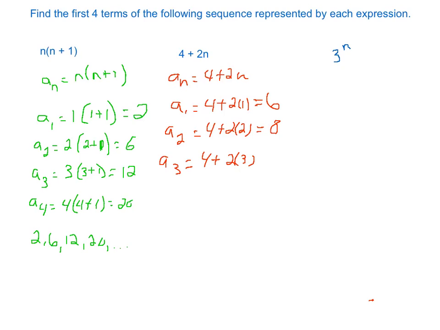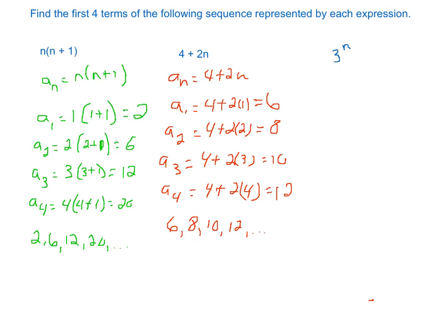So that's 4 plus 2 times 3, and that's going to give us 10. And for the fourth term, wherever you see the n, plug in the 4. So that's like saying 4 plus 2 times 4, which is going to give us a total of 12. And if you list the first four terms here, we have 6, 8, 10, 12, dot, dot, dot.